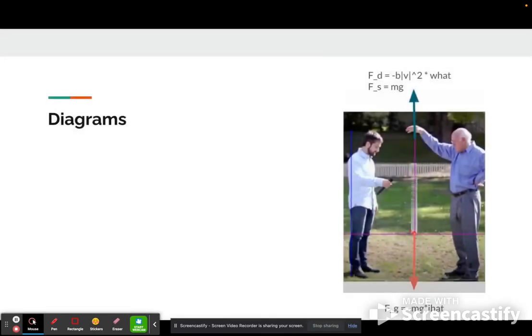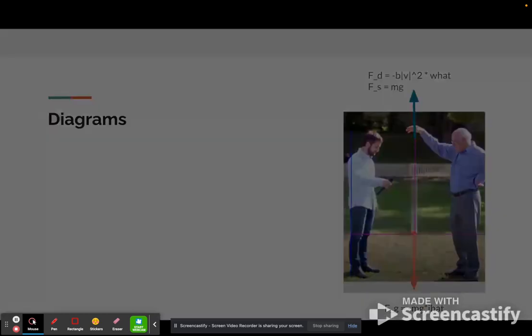And then here are more diagrams of what's going on in the experiment. We can see that pointing up is the force of the spring and force of drag, and pointing down is the force of gravity, which we'll find out later that they do cancel out.